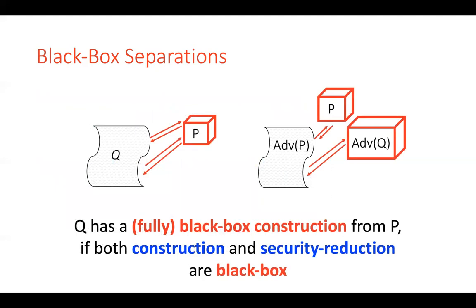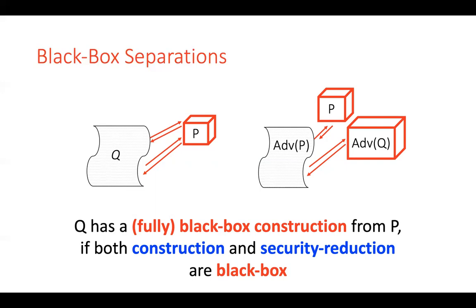So what's a black box construction? Specifically in this work, we are going to deal with a fully black box construction, where we require both the construction and the security reduction to be black box. Let's take a primitive Q based on a primitive P. We say the construction is black box if the code for Q accesses the primitive P in a black box way. The security reduction, on the other hand, is considered black box if this reduction, which would be an adversary for the primitive P, accesses the adversary for Q and P in a black box way.